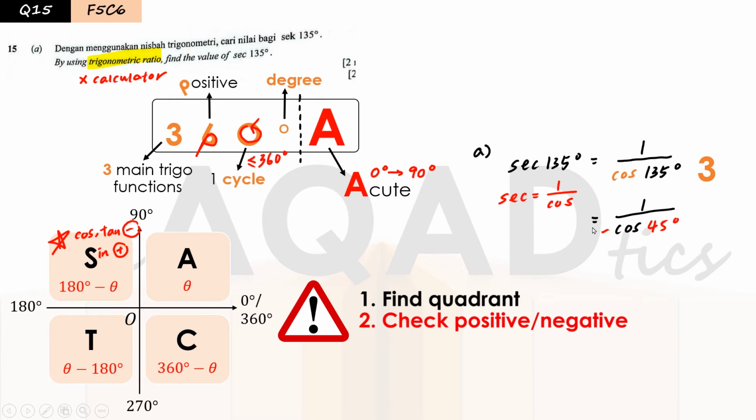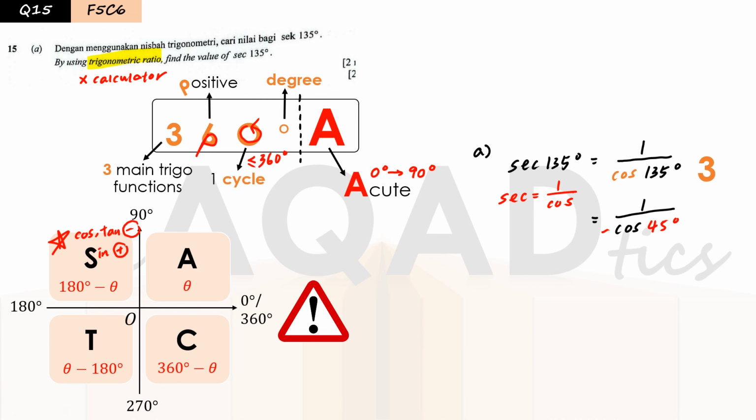Which is very important. Okay, so we need to do 2 things. First things first, select the correct quadrant, and secondly, to see whether it is a positive value or a negative value. Alright, so now we have found out it is 1 over negative cos 45 degrees, but we still haven't answered the question. We need to have the value of this thing.